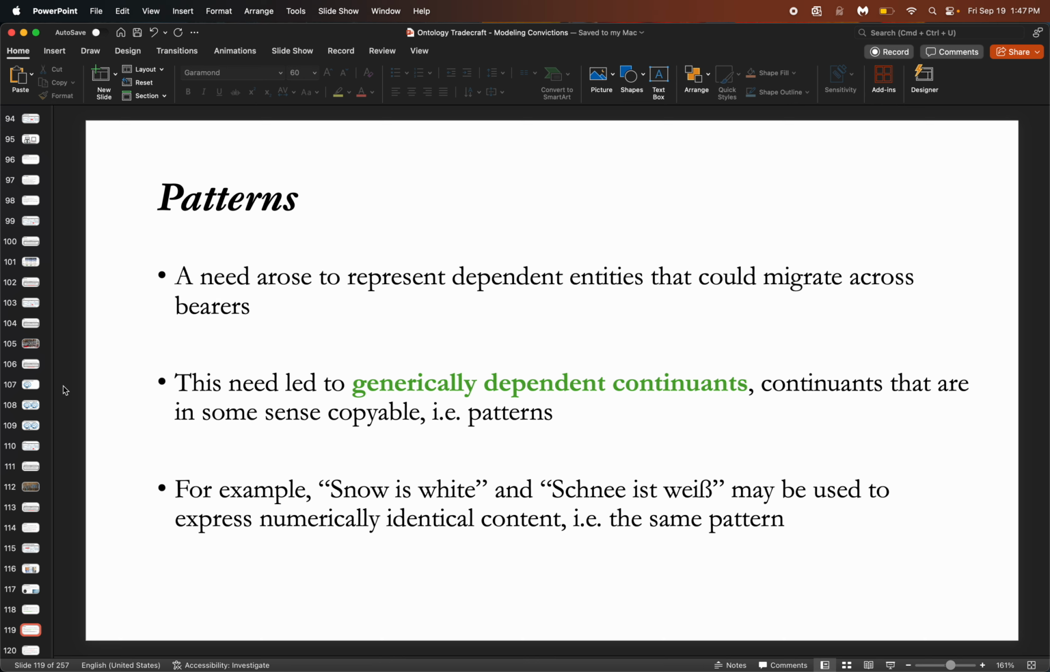Now, you probably agree, but just to pump the intuitions here, "snow is white" and "Schnee ist weiß" may be used to express numerically identical content, i.e. the same pattern, across different speakers. And that's the idea. There's something common, some semantic meaning between expressions like "snow is white" and "Schnee ist weiß" that hopefully is about white stuff on the ground, white cloudy crystals that populate on the ground. I don't know, there's a scientific way to describe it, but basically snow, and it being a certain color.